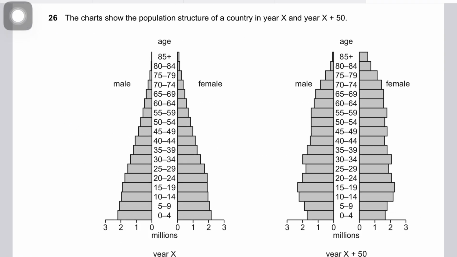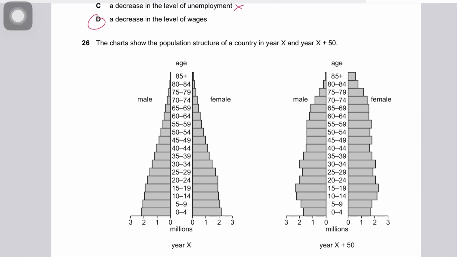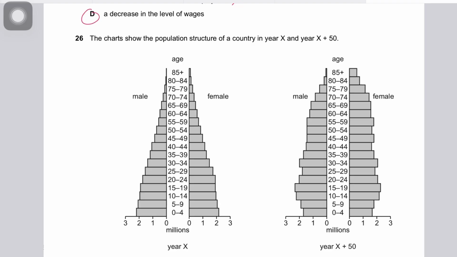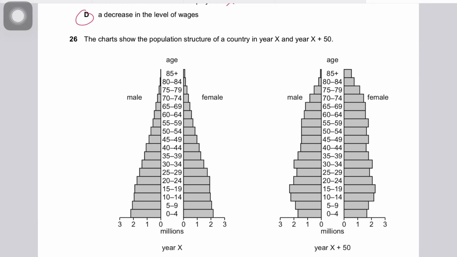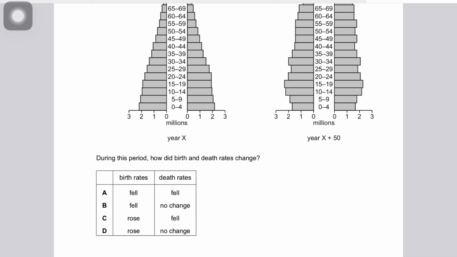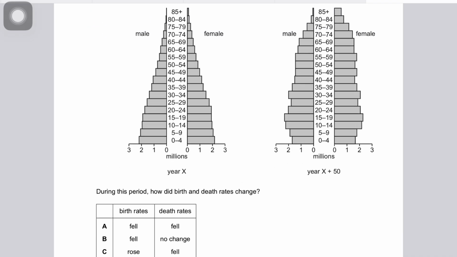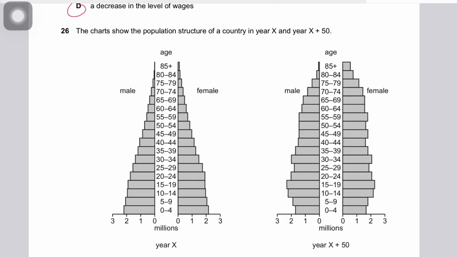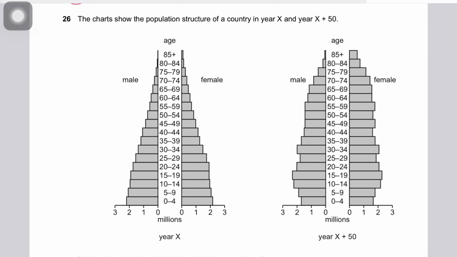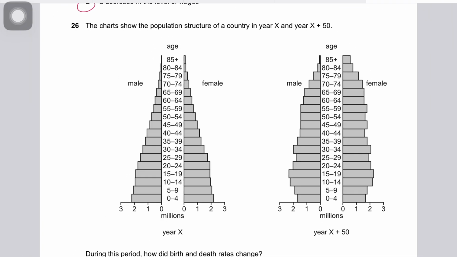Question number 25, David. The chart shows the population structure of country X in year X and year X plus 50, which means this is, let's say, year 2000 and 2050, right? During this period, how did birth rates and death rates change? So this is the population pyramid. I'm sure you must have studied this in economics and also in grade 10 geography. But how did birth rate change, right?